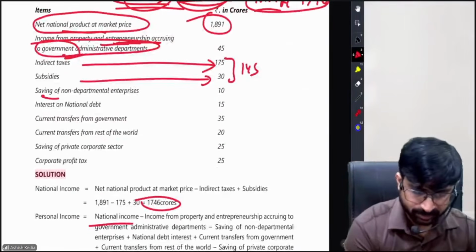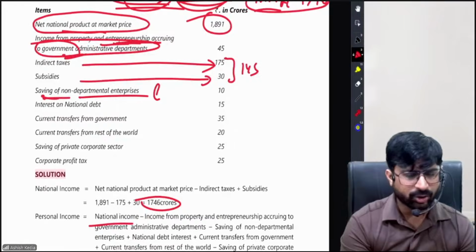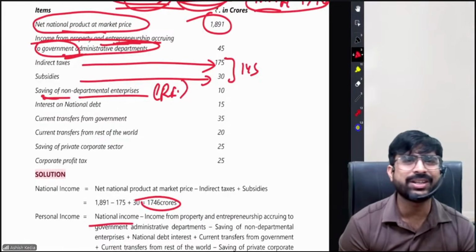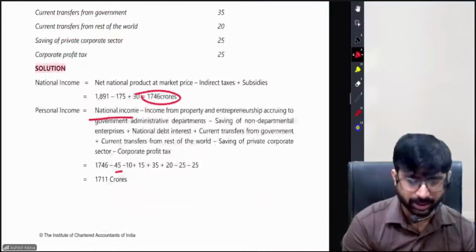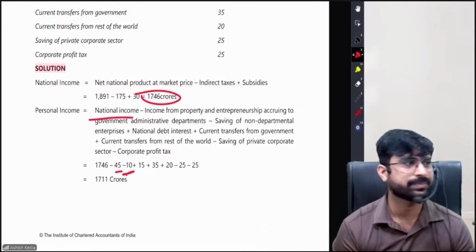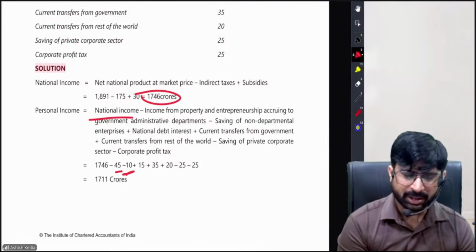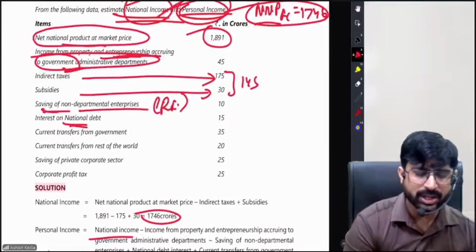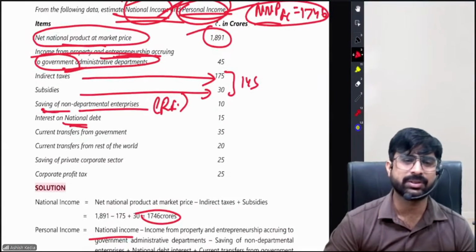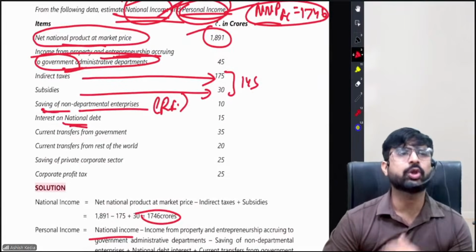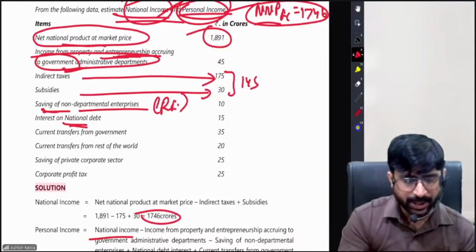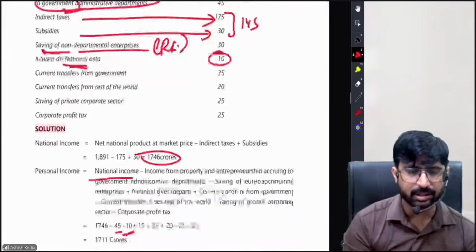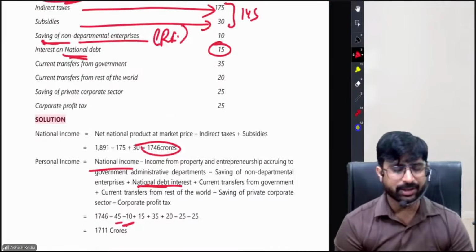Next, savings. Did I not say retained earnings are to be deducted? Retained earnings are to be deducted. You see, retained earnings are deducted. But class, tell me something. Interest on national debt. Basically, government borrows, so government pays interest on that. It is an income, it should be added. It is not added in national income, so interest on national debt will be added.